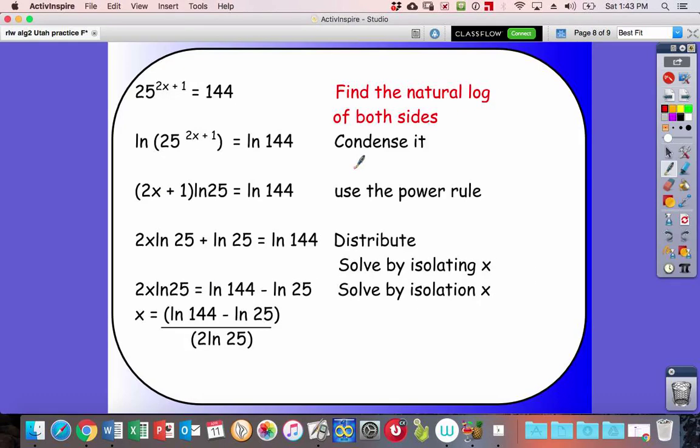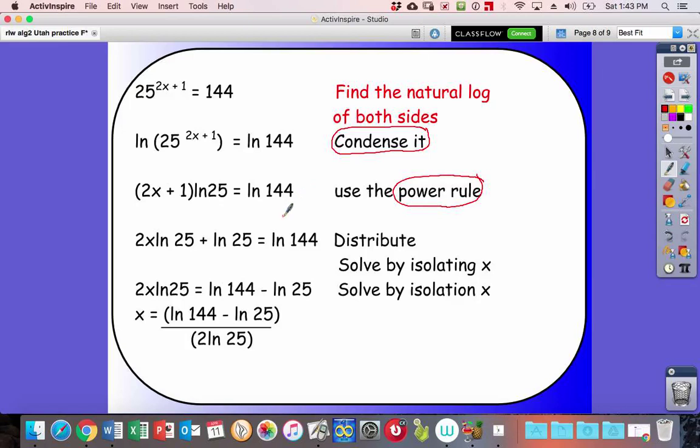Okay, this one. Now remember, we want to get x all by itself. So I'm going to condense it. I'm going to bring it down. Right now it's in exponential form. I'm going to put it in log format. So I said the natural log of both sides. Okay. And when I take the natural log of both sides, I'm then going to be able to use my power rule, and I can bring down that 2x plus 1. So 2x plus 1 times the natural log of 25 is equal to the natural log of 144.